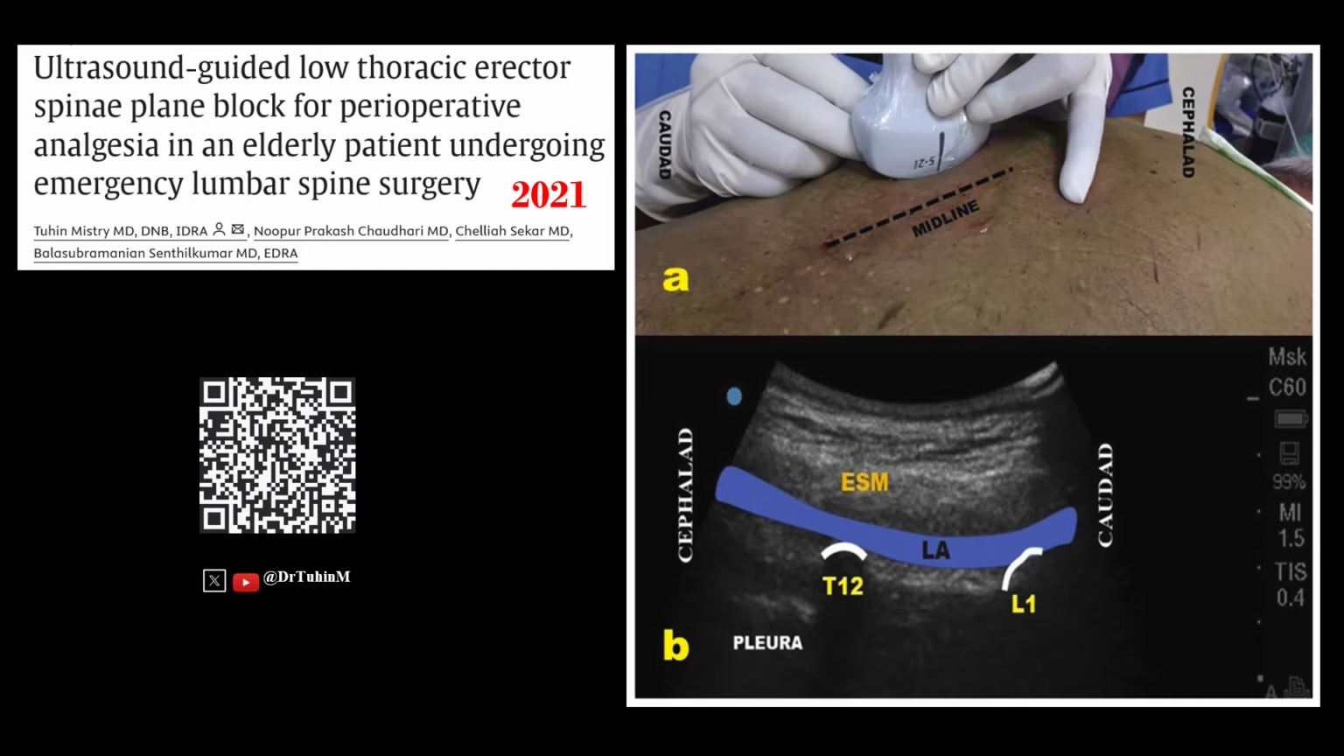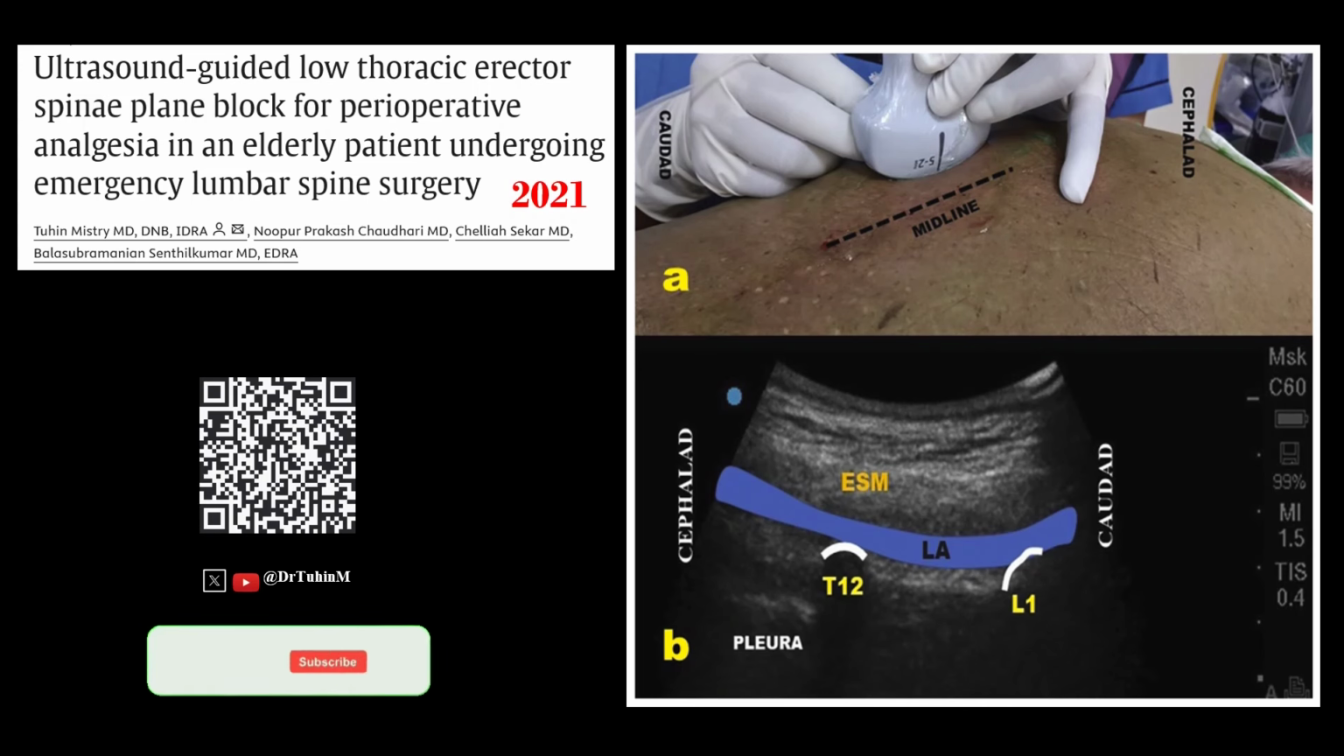Suppose the surgery is for L2, L3, L4 or that level. If it is going to be the lower part, that is L4, L5 or L3, we give the sacral multifidus plane block. And if it is involving the L1, L2, we give the T12 or T11 level block. So that takes care. We don't need to give a lumbar erector spinae for this.